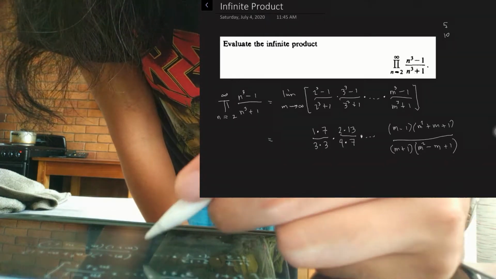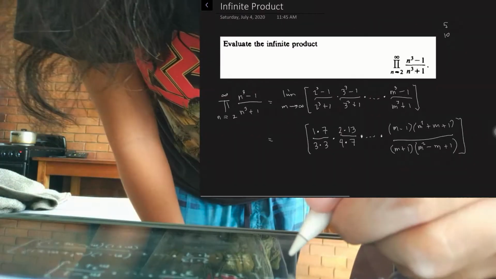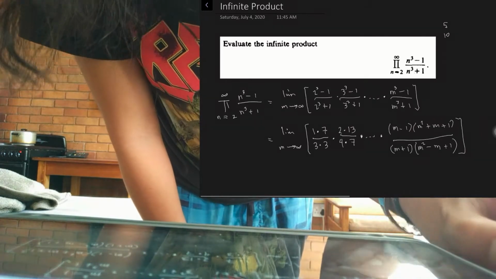And so on, all the way up to this mth term that we've simplified. And again, we need to take the limit as m approaches infinity.